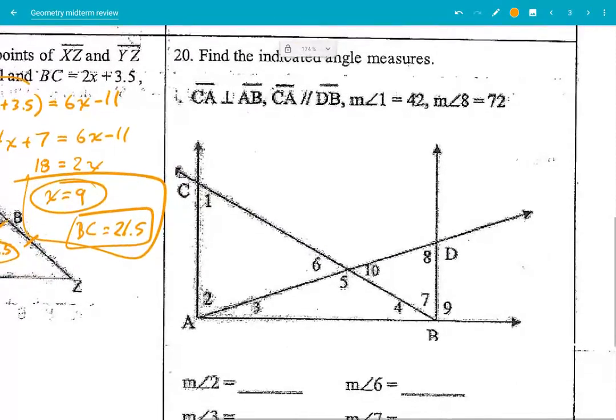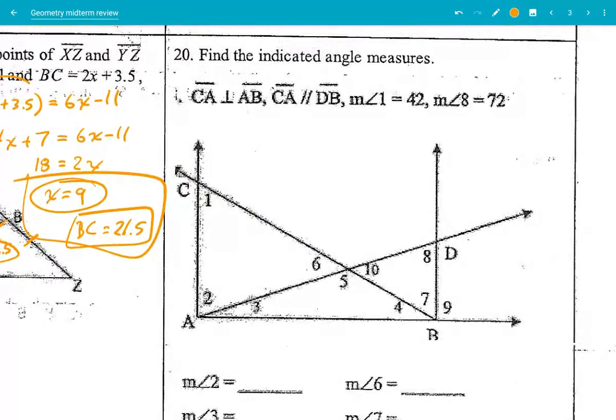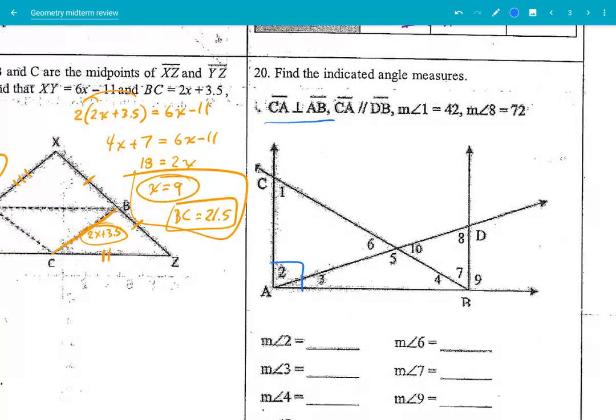Alrighty, next find the indicated angle measures, please. Let's draw on what we're given here. CA is perpendicular to AB. This is a right angle. CA is parallel to DB. The measure of angle 1 is 42. The measure of angle 8 is 72.